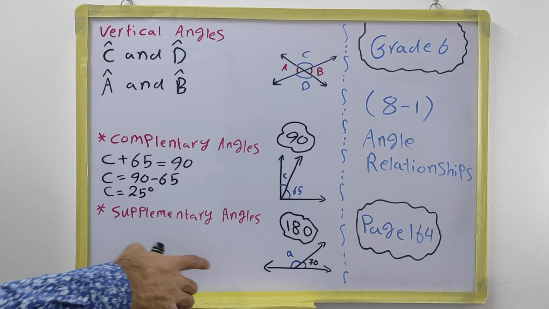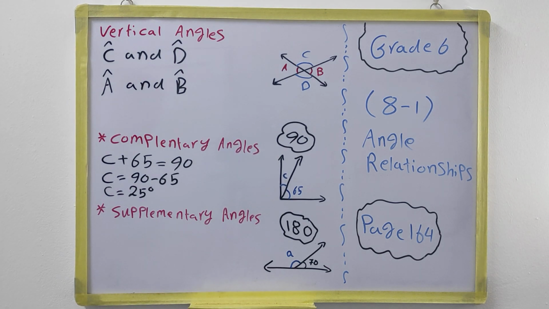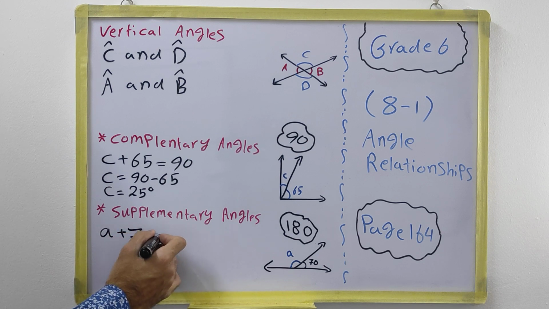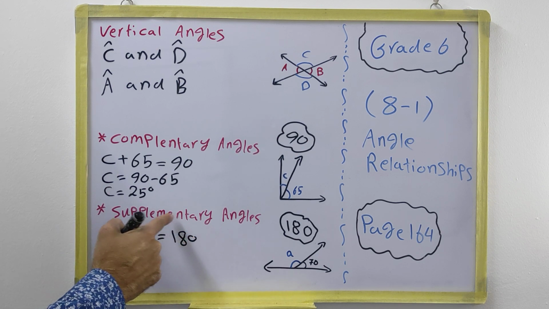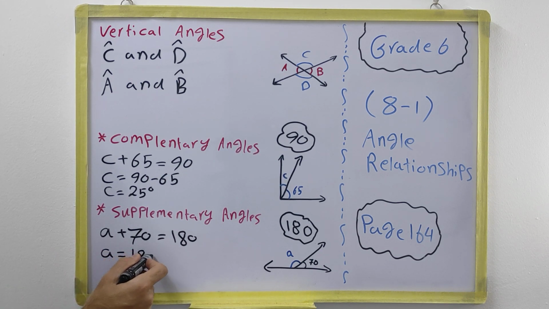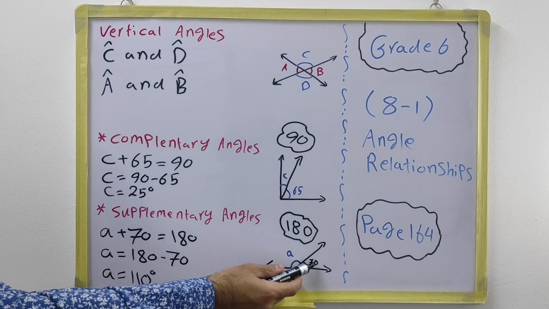So they are complementary. For the supplementary angles, we said it must be 180 degrees both together. We know this one is 70, and this one is A. We don't know how much A is, but because they are supplementary, we can find it. A plus 70 must be 180, because the question tells us they are supplementary. A equals 180 minus 70, which is 110 degrees.